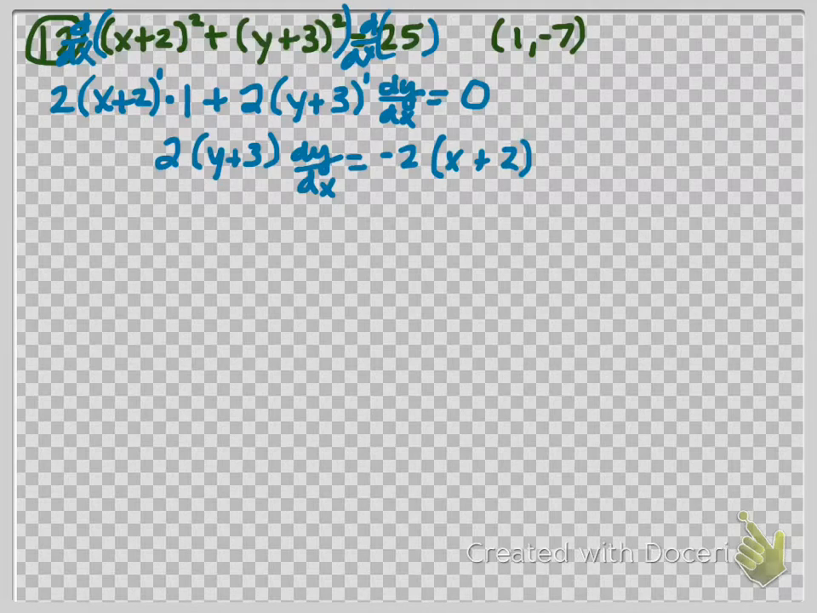Okay. And so now what do I need to do? Solve for dy dx. So I divide both sides by 2(y + 3). So I have negative 2(x + 2) divided by 2(y + 3), and the 2's go away.